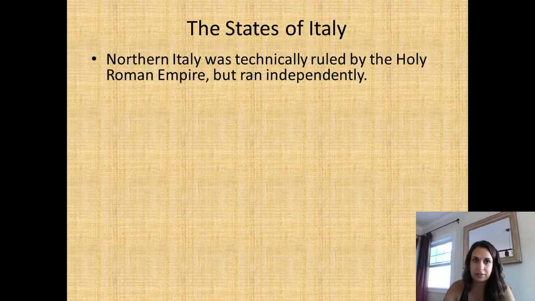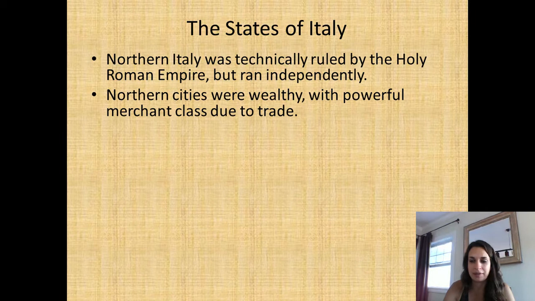And in Italy, like I said, northern Italy was technically ruled by the Holy Roman Empire, but basically ran itself. It ran independently, even though it was technically sort of under the rule of the Holy Roman Empire. That's probably due to the fact that northern Italy was insanely rich because of all the merchants that resided there. There was a very powerful merchant class because of its location, right on the Mediterranean, with easy access to the sea, to North Africa, to the Silk Road, and so on.